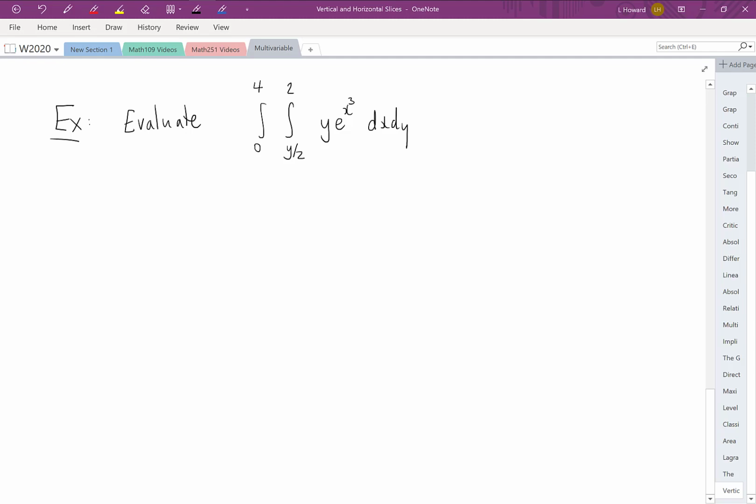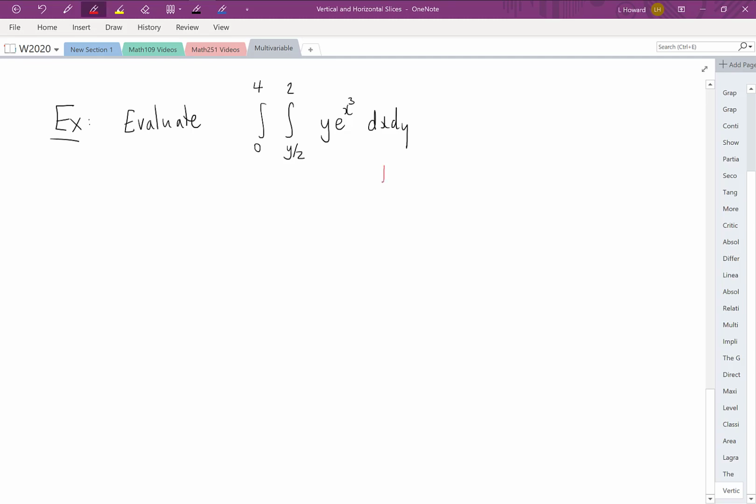So we're continuing here with our discussion around vertical slices and horizontal slices. And our goal is to evaluate the following double integral. So we've got the integral from 0 to 4, integral from y over 2 to 2, of y e to the x cubed, dx dy.